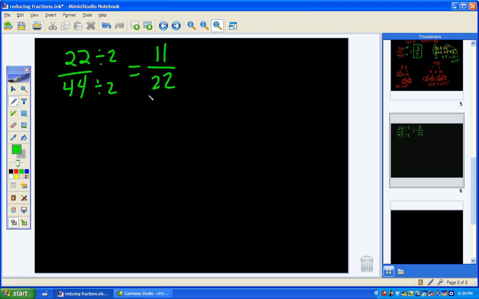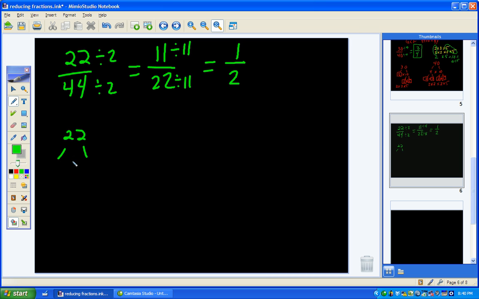And then I can say, wait a minute, that can't be all that I can do, because I know 11 is divisible by 11, and so is 22. So 11 goes into 11 one time, 11 goes into 22 two times. So I did kind of a guess and check strategy for that, and I got 1/2, which is the simplest form. I could have done that same thing using my GCF.